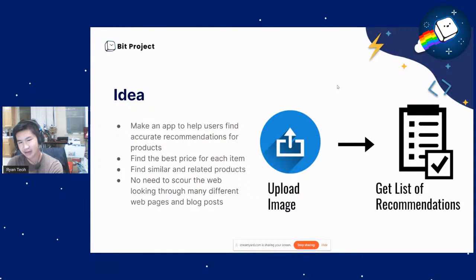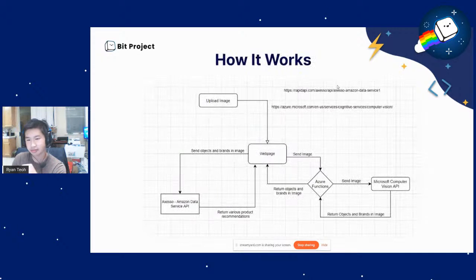So the idea behind my app is to make a web app to help users find accurate recommendations for products they might be interested in. I wanted to make sure you got the best price for each item, you got similar and related products, and you did not need to scour the web and look through many different web pages to try and get the product you were interested in.